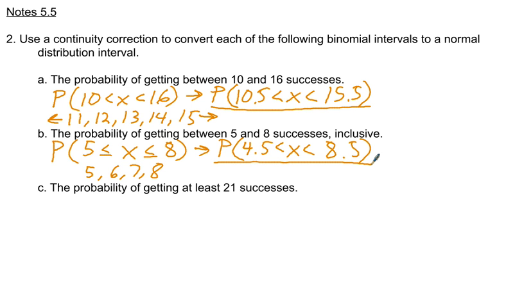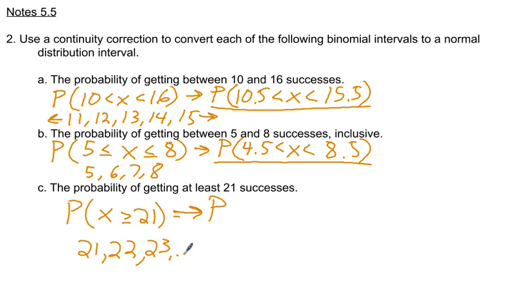Finally, in part C, we want the probability of getting at least 21 successes. So the probability that x is greater than or equal to 21. So for our continuity correction, we want 21, 22, 23, and so on. So to ensure that we include all of the probability of 21 successes, I need to subtract 0.5 from 21, so I'll be looking at the probability that x is greater than 20.5.